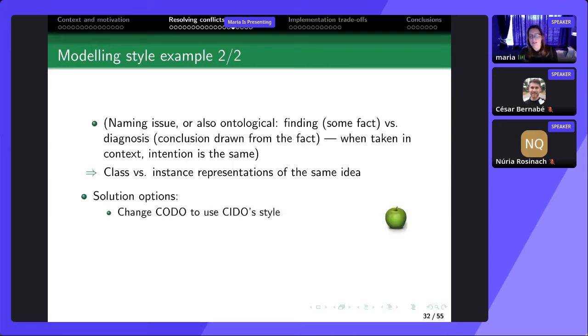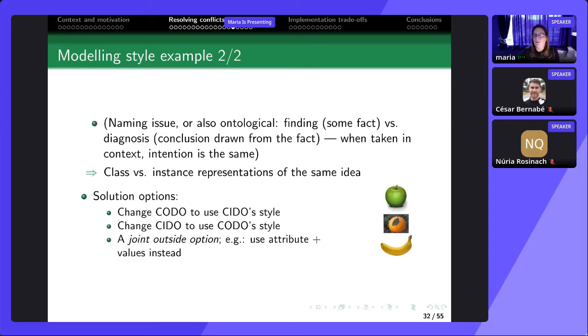There is a modeling style difference there. You can say, well, look, we're going to change the CODO to use CDO style, which is more like a foundational ontology approach for representing things. We also can say, well, no, we're going to change the CDO more into an applied ontology, conceptual data model style to use CODO style instead of classes. We change them into instances. Third option, you can basically call what is in game theory called a joint outside option.